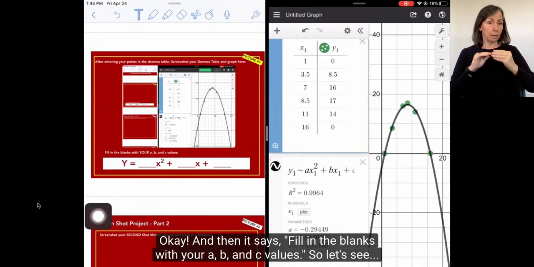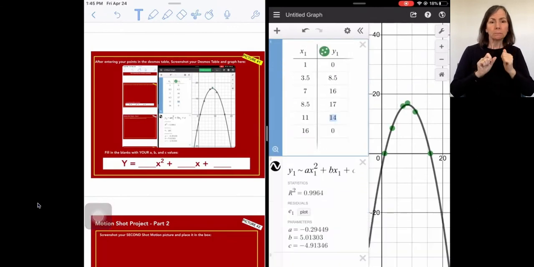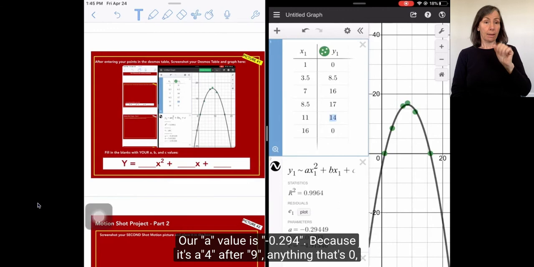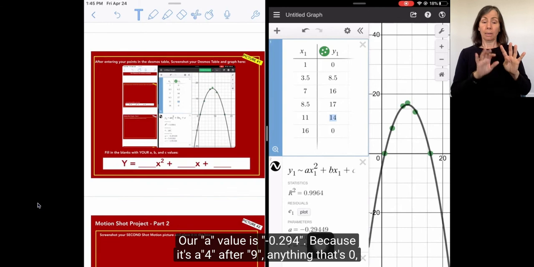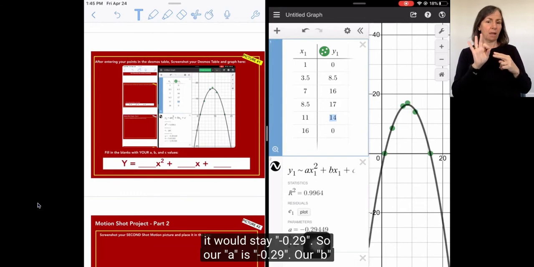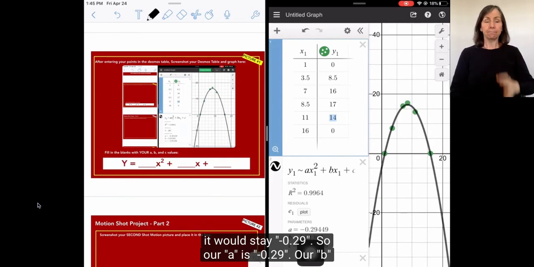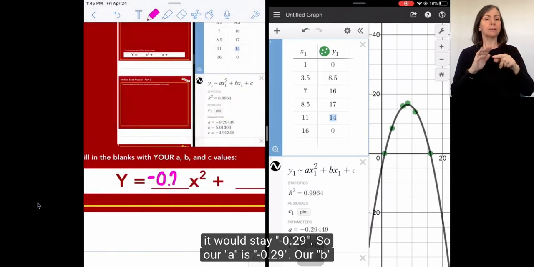So let's see. Our A value is negative 0.294. Because it's a 4 after the 9, anything that's 0, 1, 2, 3, or 4, you need to round down. That means it would stay negative 0.29. So our A is negative 0.29.